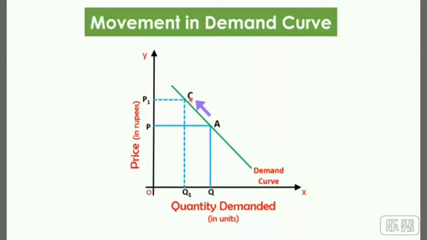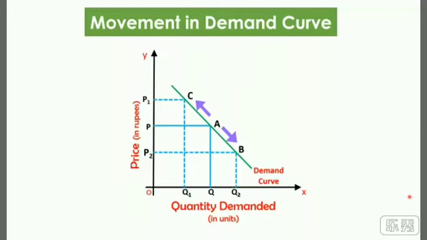Now, if the price of the commodity changes from 100 rupees to 60 rupees, then the change in the price will lead to the downward movement of the demand curve. As you can see in the figure, as the price of the commodity changes, the quantity demanded increases automatically, and there is a downward movement in the demand curve.